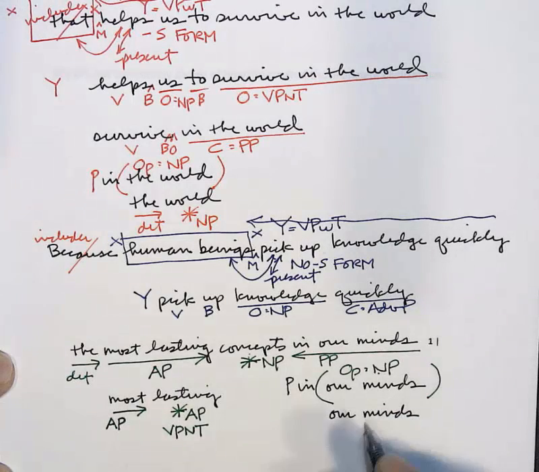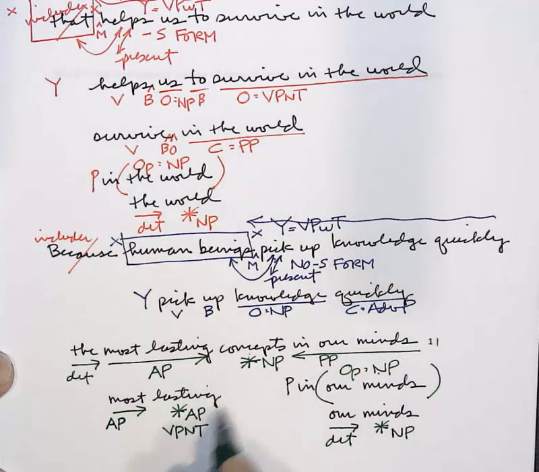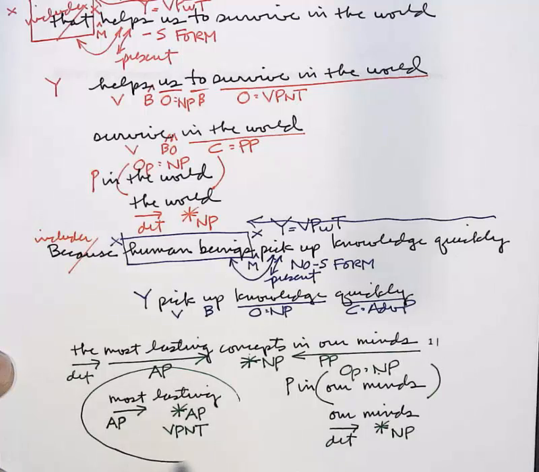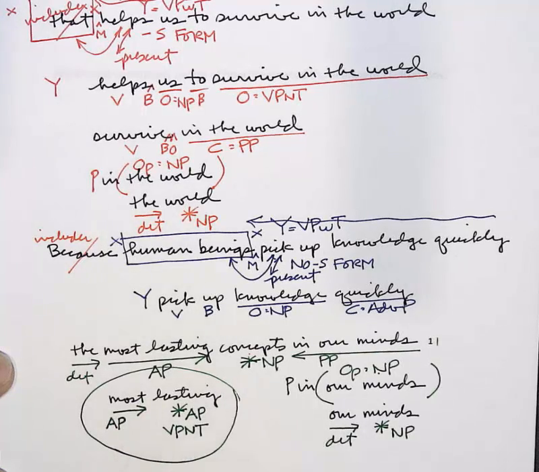Our minds is the head, noun phrase, and our is a determiner. This one is a very interesting one because normally if lasting was alone, for example the lasting concepts, I would definitely call it a verb phrase with no time.